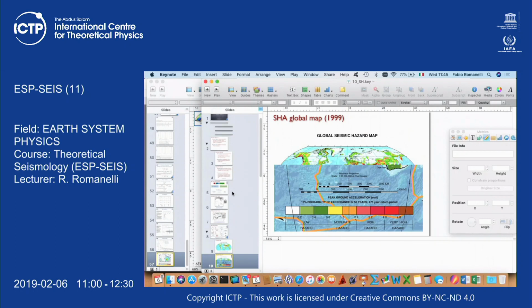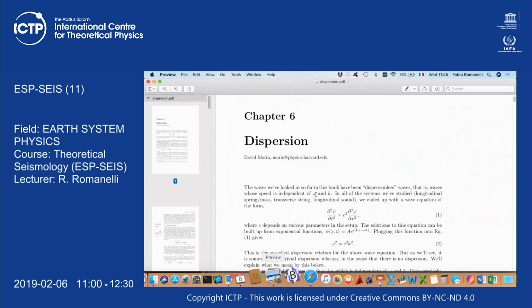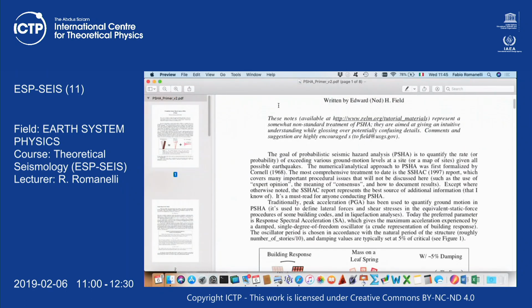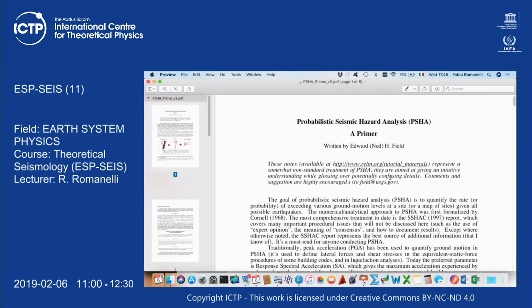With a simple example by Ned Field. He's a very good seismologist, and nowadays I think he's still working for SCEC, the Southern California Earthquake Center. He was one of the most active seismologists in producing hazard maps for the US, and he produced a beautiful 3-page paper. You have it on your website, on your portal. Keywords: probabilistic seismic hazard assessment, the acronym is PSHA. A primer.